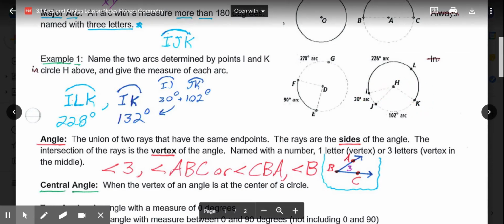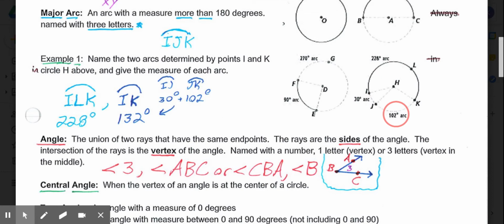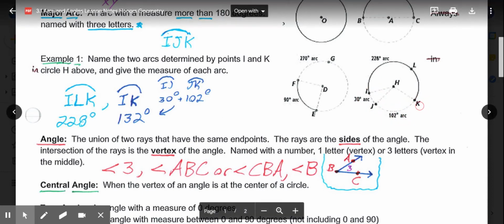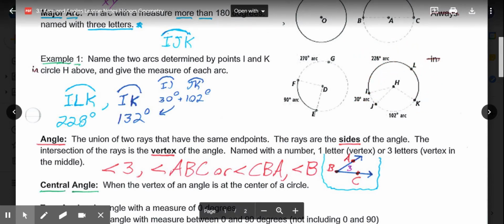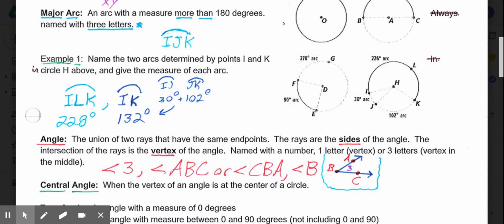So one way that we could go is from I to K this way. So I to J and then J to K. So arc IK is actually arc IJ plus arc JK. So IJ was 30 degrees, JK was 102, so arc I to K is 132 degrees. Now, if I were to go around the other way, from I to K this way, or K to I that way, we have point L in the middle, and it's a major arc. So we could name this arc ILK or arc KLI. It's the same arc. And in this case, arc ILK measures 228 degrees.